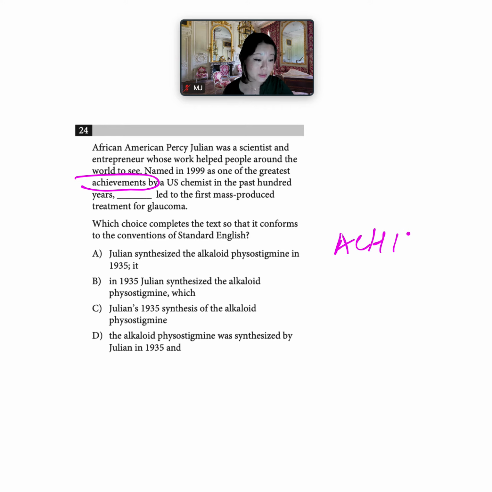With these misplaced modifier questions, if you get the hang of them, they're actually super easy, because now all you have to do is look at the subjects of each of your choices. We have Julian here. That's not even really a subject, so you can cross that one out. Here is a subject, right? Julian's synthesis, and then over here we have the actual alkaloid. So which of those three is going to be an achievement? If you say C, that would be correct. Julian is not one of the greatest achievements, right? So this is obviously the answer they want you to pick, but the correct answer is going to be C.